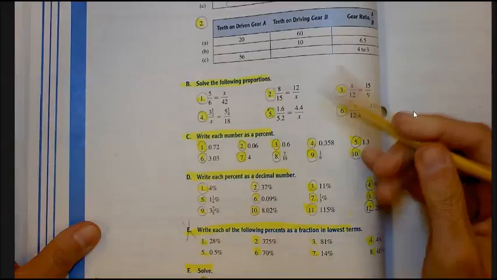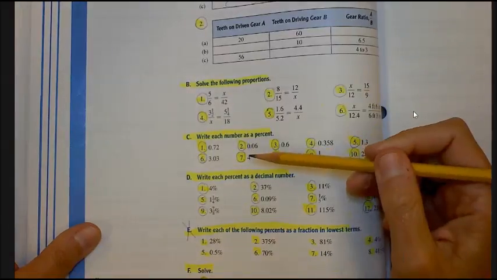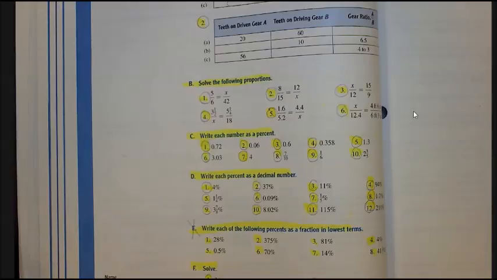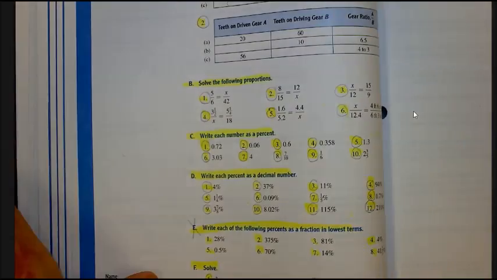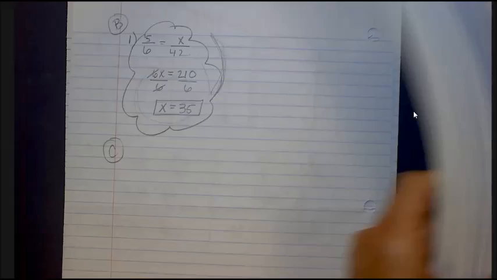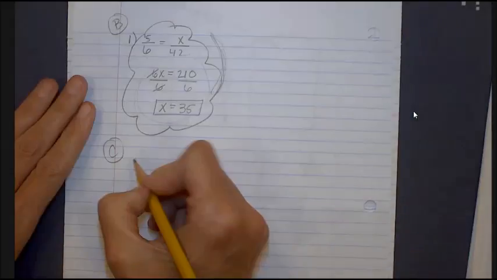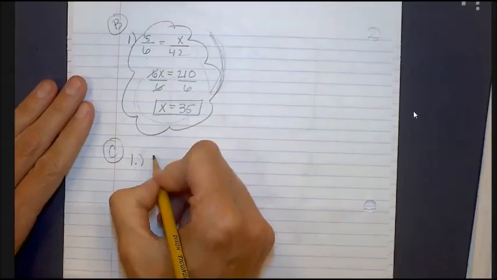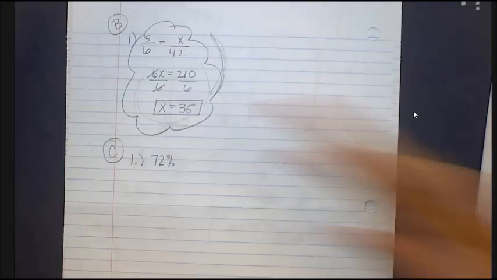Here it says, write each of the numbers as a percentage. No work here, all right? This is moving a decimal place to the right 2 places. End of story, right? So for section C, number 1, you could go right to 72%. Everybody feel comfortable with that? Okay, there's no work involved there.